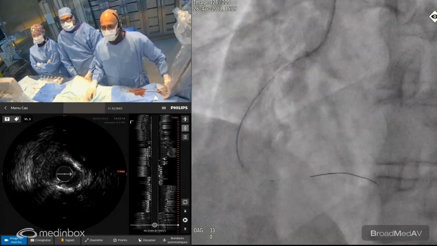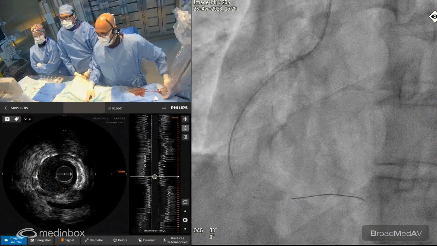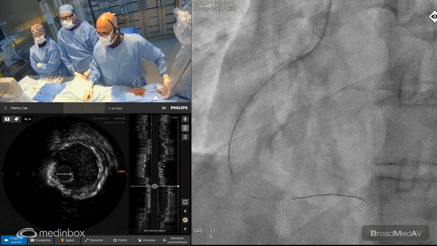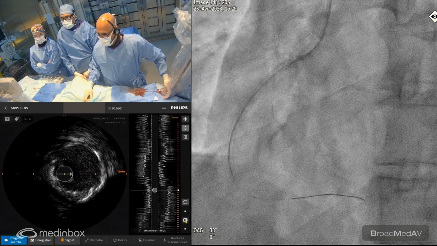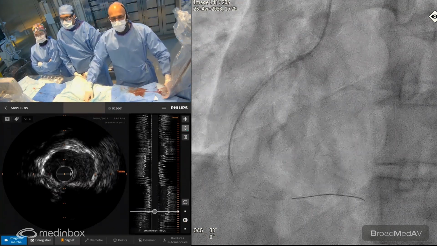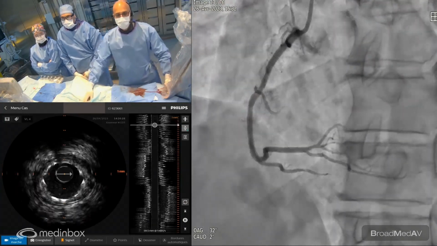Then I performed IVUS. So as you can see, I have very good expansion on the stent. Now we'll get to the proximal segment. And as you can see, it's round. There's no D-shape. And the stent is well expanded, well apposed. And I'll show you now the final images of the right that we finished just before going online. I think it's a very good result, in my opinion.